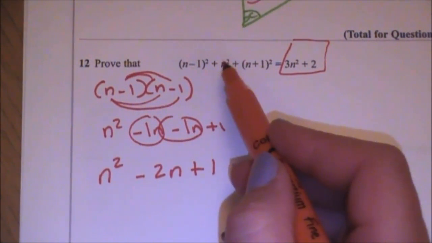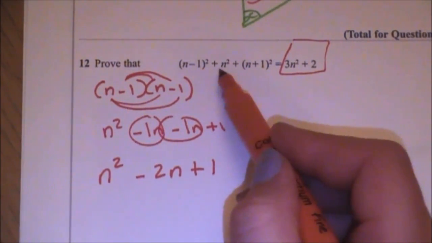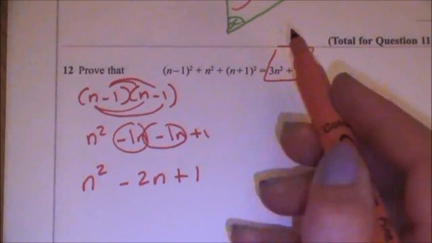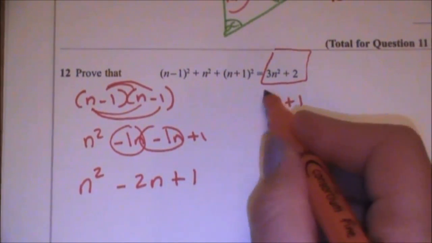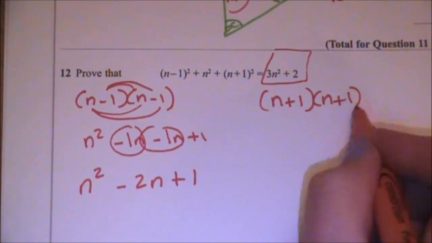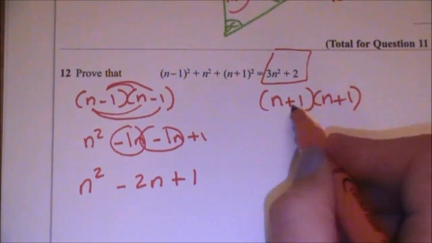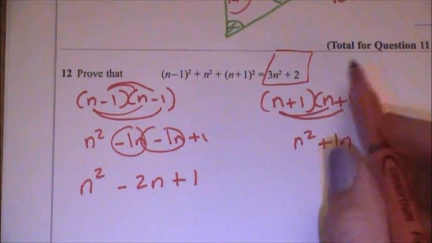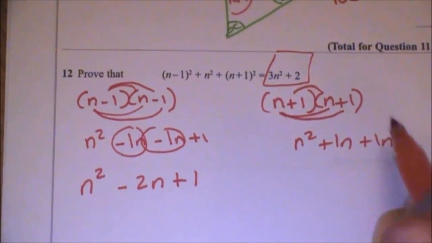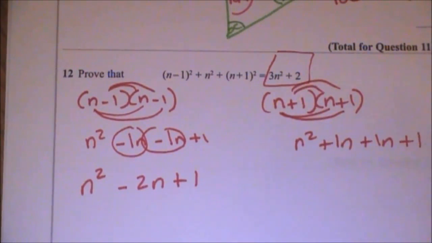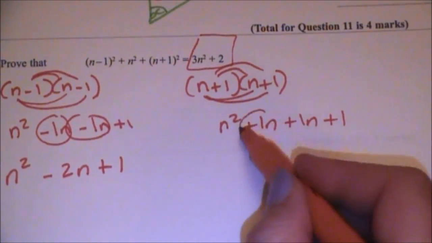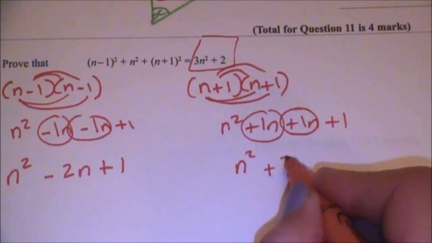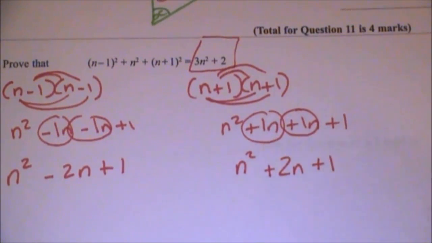Now that plus n squared, I'm going to pick up again at the end, because it doesn't really affect any of my brackets. I'm going to deal with this bracket now, and that is (n plus 1)(n plus 1). So I'm going to expand this: n squared, plus 1n, plus 1n, plus 1. Collect and simplify, giving me n squared, plus 2n, plus 1.